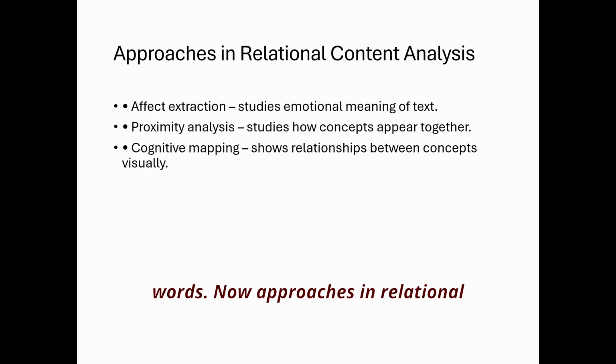Now, approaches in relational content analysis. In relational content analysis, we have three main approaches: affect extraction, proximity analysis, cognitive mapping. Affect extraction looks at the emotions in the text, helps us see how the writer or speaker feels. Proximity analysis studies how concepts appear together. Cognitive mapping makes a visual map showing relationships between different concepts. This helps us see the bigger picture in communication.